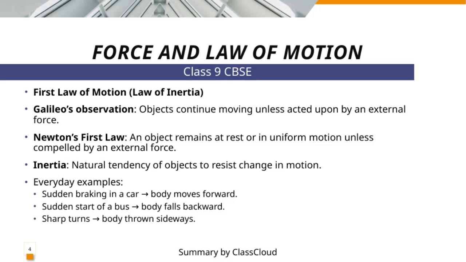Let's talk about the first law of motion, also known as the law of inertia. Galileo was one of the first to observe that objects tend to keep doing what they're already doing, whether that's staying still or moving. This means that unless an external force acts on an object, it won't change its state of motion. Newton formalized this idea with his first law, stating that an object remains at rest or in uniform motion in a straight line unless compelled to change by an external force. Essentially, objects have a natural tendency to resist changes in their motion. We call this resistance inertia.